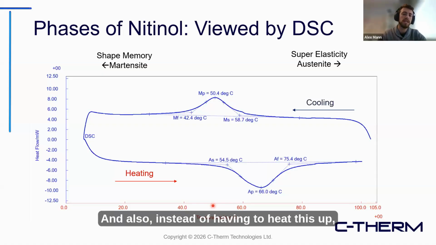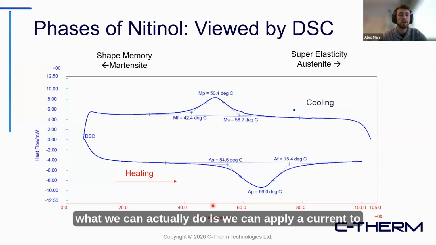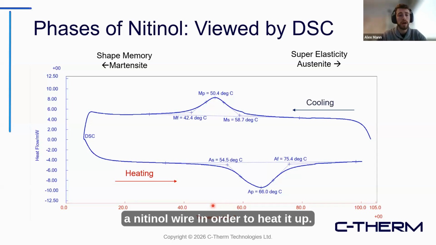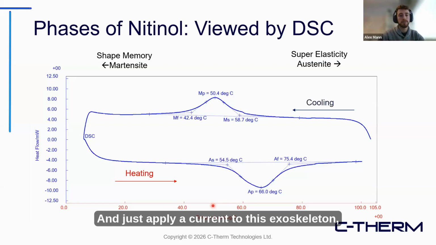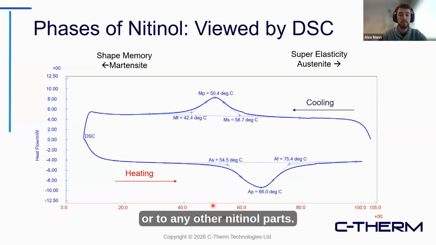Also, instead of having to heat this up, what we can do is apply a current to a nitinol wire in order to heat it up. So we can keep the rest of the robot at room temperature and just apply current to this exoskeleton or to any other nitinol parts.